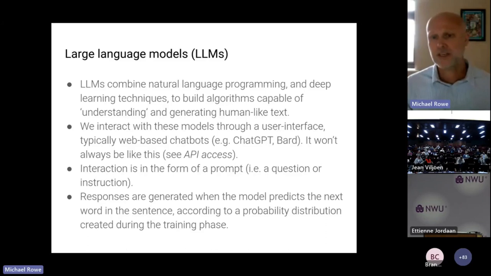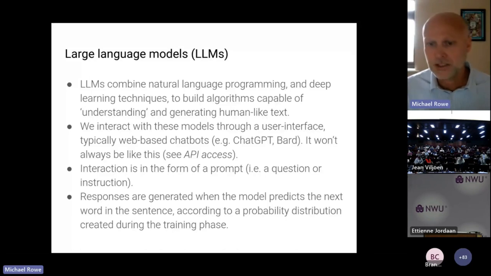So if we're just thinking of understanding in the context of competence, I think it's fair to say that artificial intelligence understands human text because we can interact with it through natural language. The way that we interact with these models is through a user interface. And at the moment, these are typically web-based chatbots.